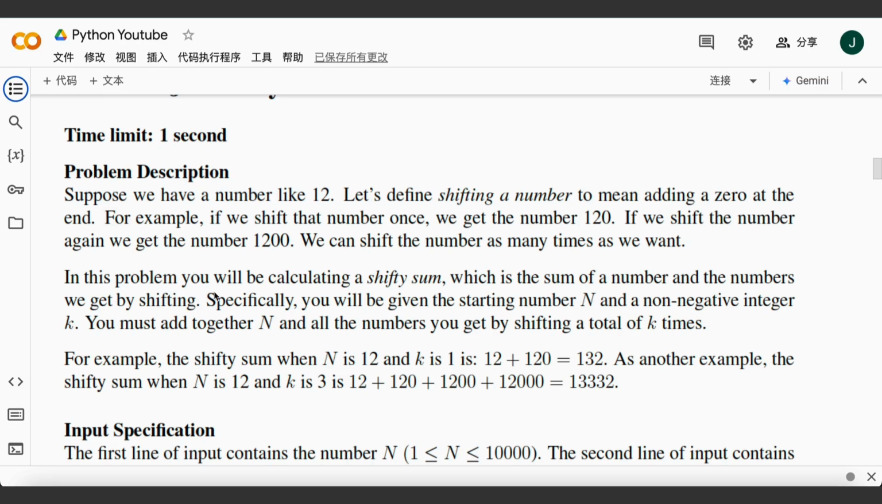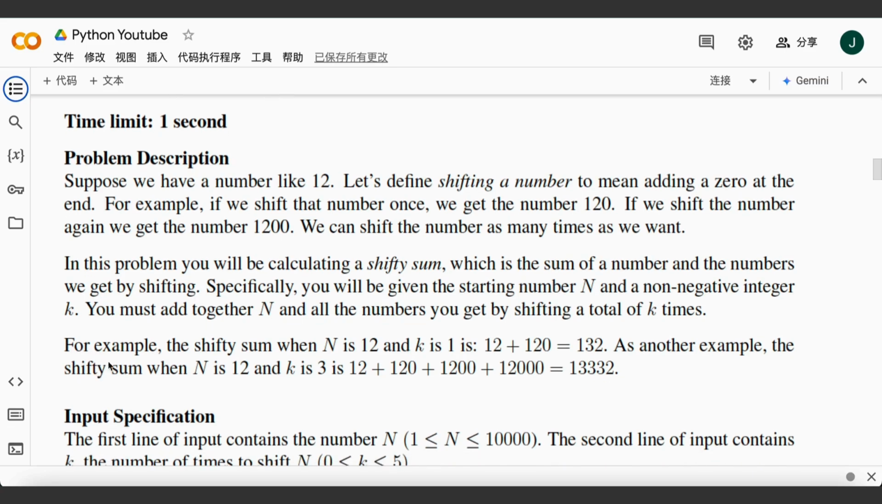So in this problem, you will be calculating the shifty sum, which is the sum of a number and the numbers we get by shifting. Specifically, you will be given a starting number n and a non-negative integer k. You must add together n and all the numbers you get from shifting it a total of k times. Right, so that's pretty tricky.